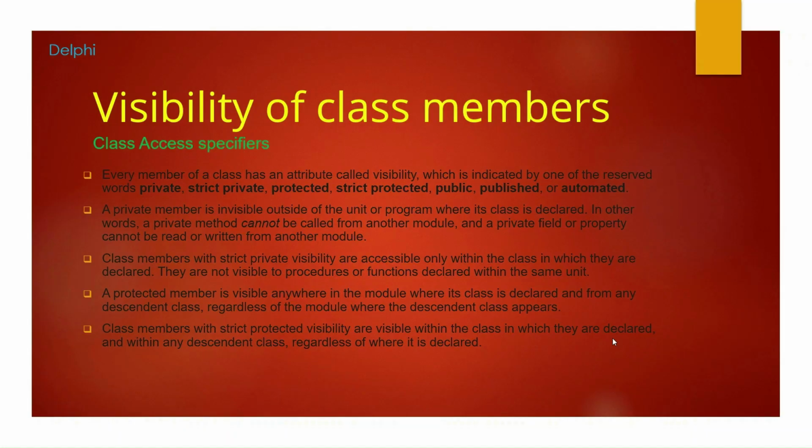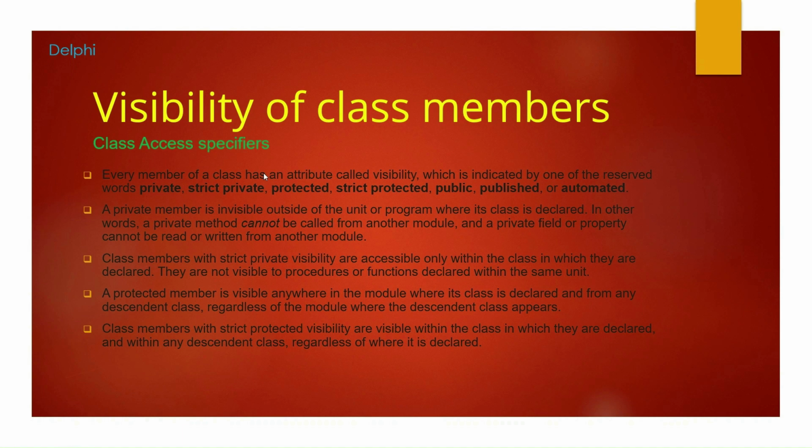So class access specifier also we say. Every member of the class has the attribute called visibility, which is indicated by one of the reserved words: private, strict private, protected, strict protected, public, published, automated. So each and every class member has some kind of visibility, right?